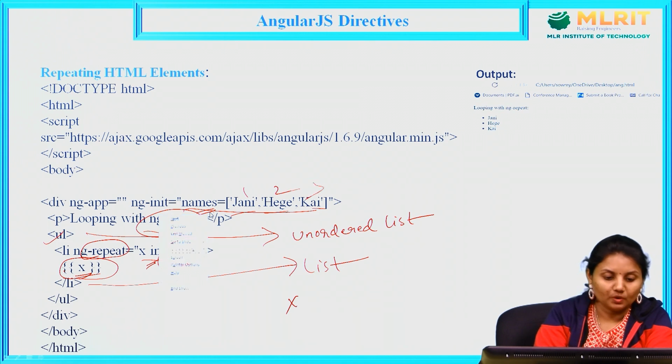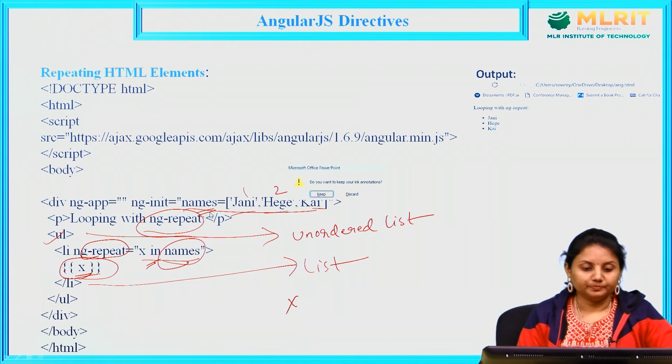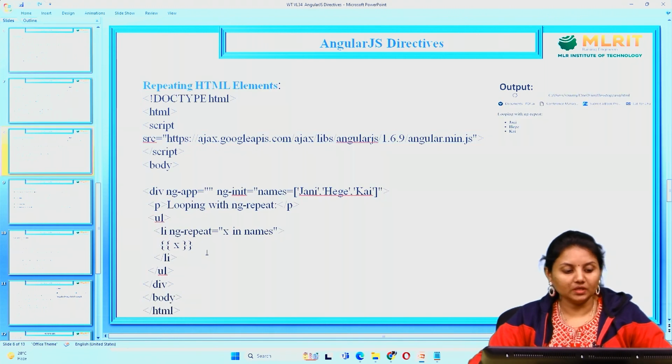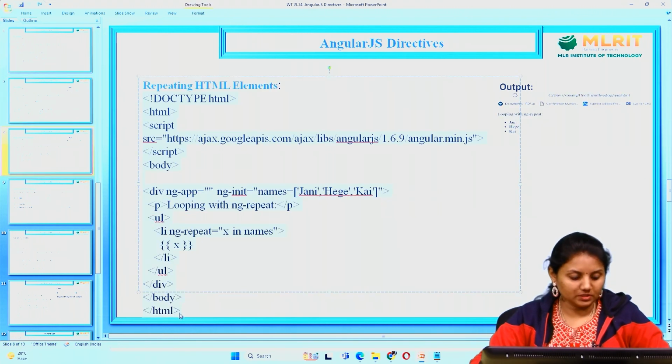Okay. So you are giving how many words here? 3. Okay. Let us see what is the output for this repeat.